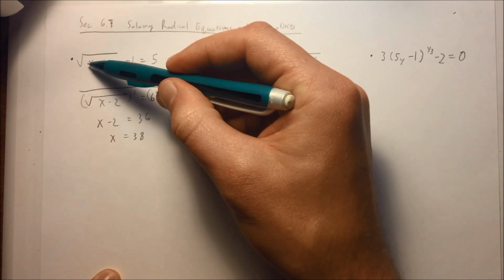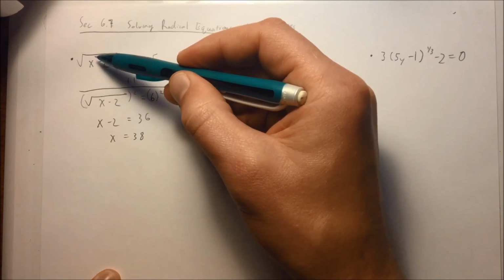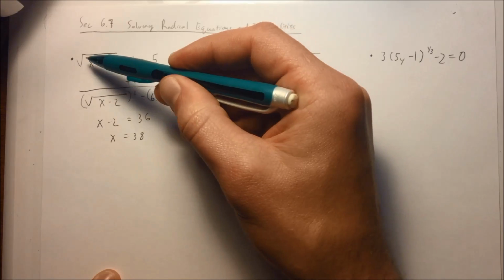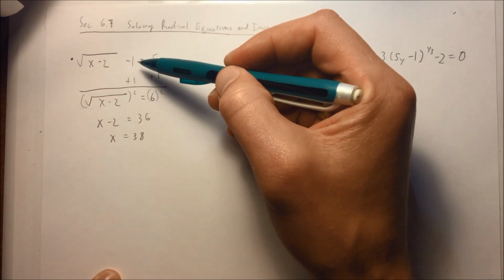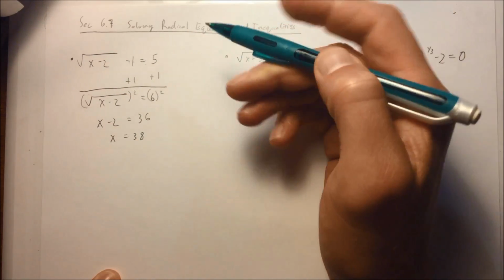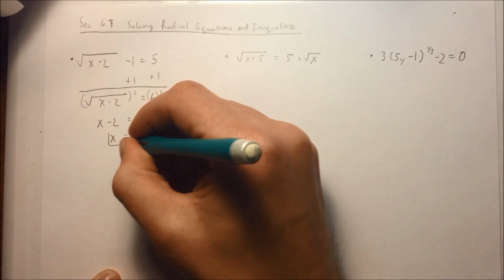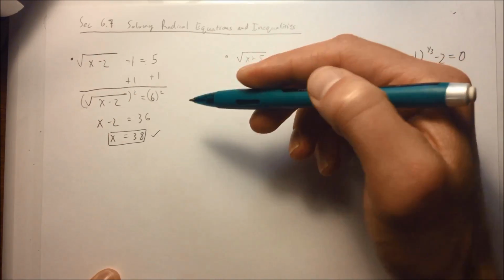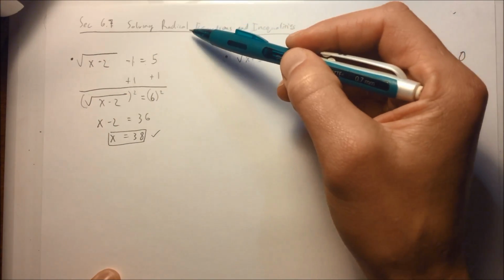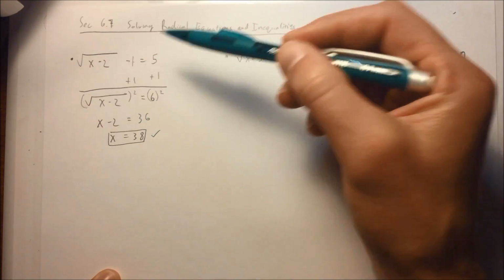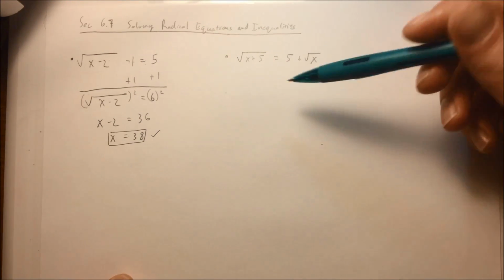Quick check. Square root of, if I do 38 minus 2, that's going to be 36. Square root of 36 is 6 minus 1. That's going to give me 5. So that is correct. So we just isolated the square root function, then squared both sides to get rid of it.